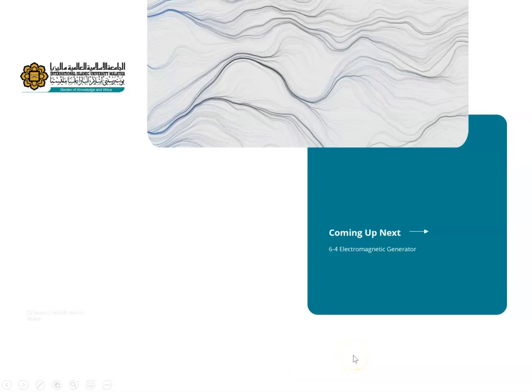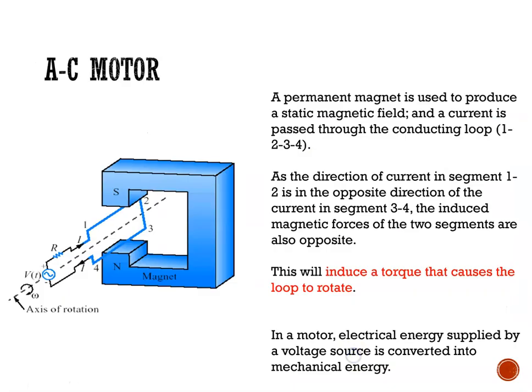Next, we have the electromagnetic generator. The first one is the AC motor. As you can see here, this is a permanent magnet. You have the north pole and the south pole, which is used to produce a static magnetic field, and the current is passed through the conducting loop. The conducting loop is here between the north and south poles.